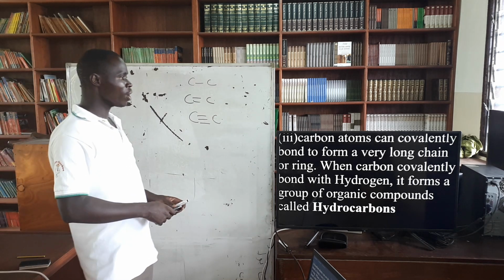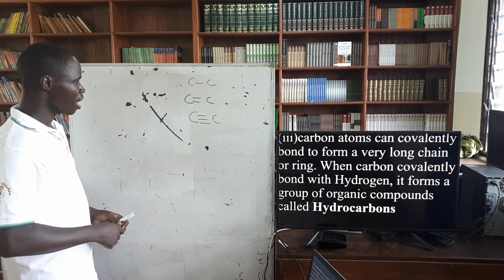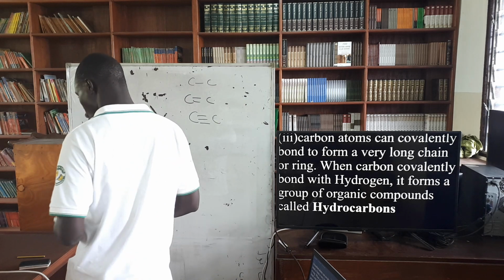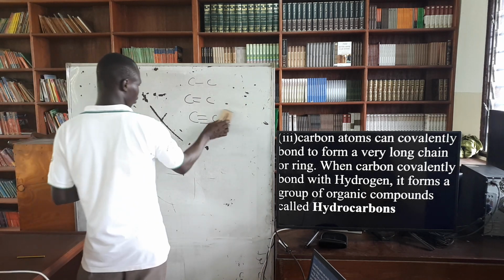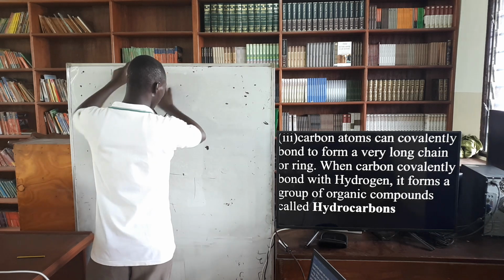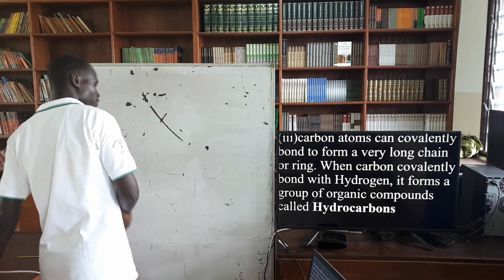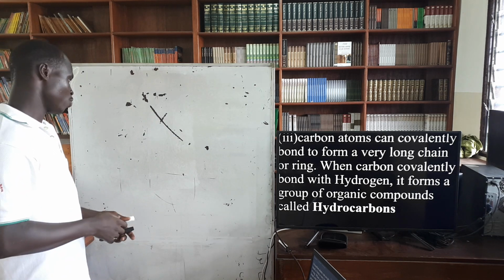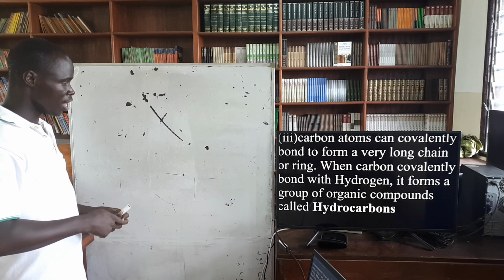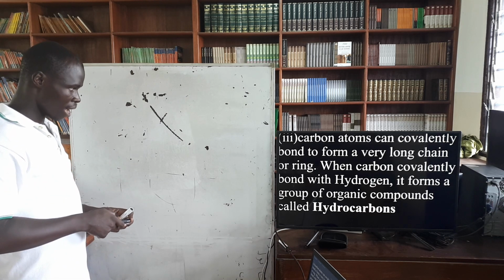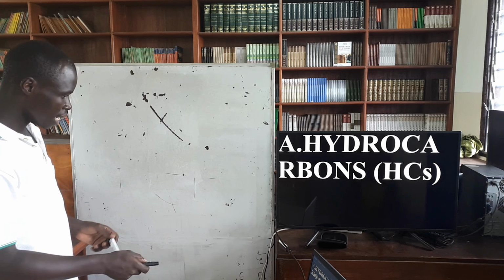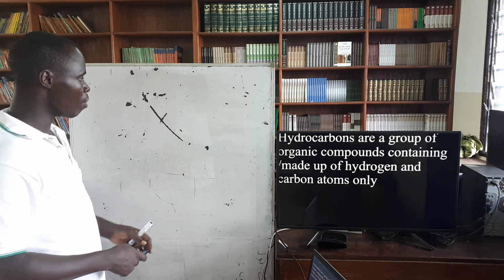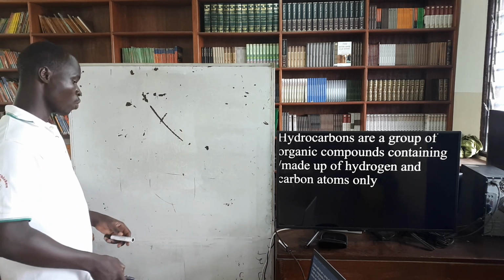For that reason, carbon atoms can be covalently bonded to form a very long chain, which we are going to see. And this long chain is called hydrocarbons. When we talk about hydrocarbons, we talk about the study of carbon and hydrogen. So hydrocarbons mainly involve carbon and hydrogen. Hydrocarbons are a group of organic compounds made up of hydrogen and carbon atoms only.